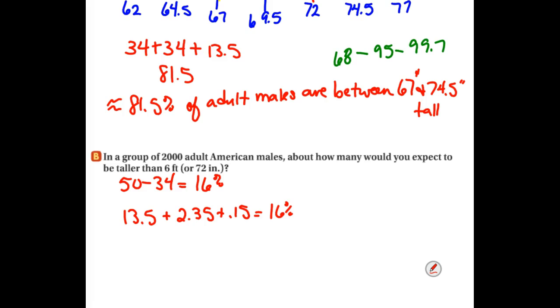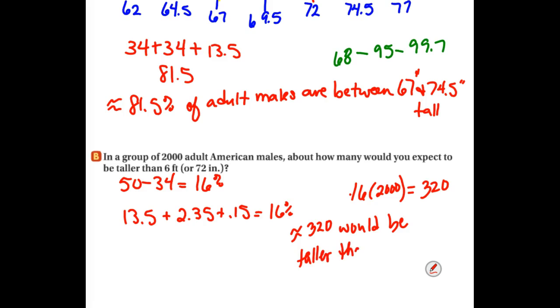No. What did they ask me? How many out of 2,000? How many out of 2,000 would we expect to be over 6 feet tall? So we are saying that there should be about 16% of those people. What is 16% of 2,000? 320. So we could say about 320 would be taller than 6 feet.